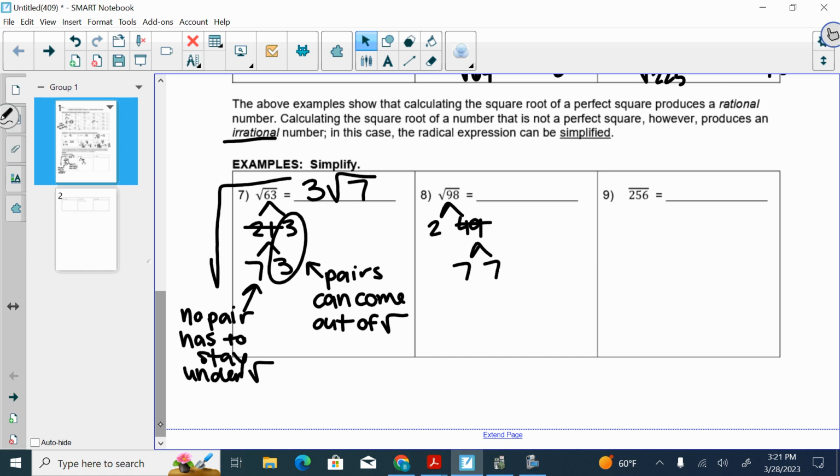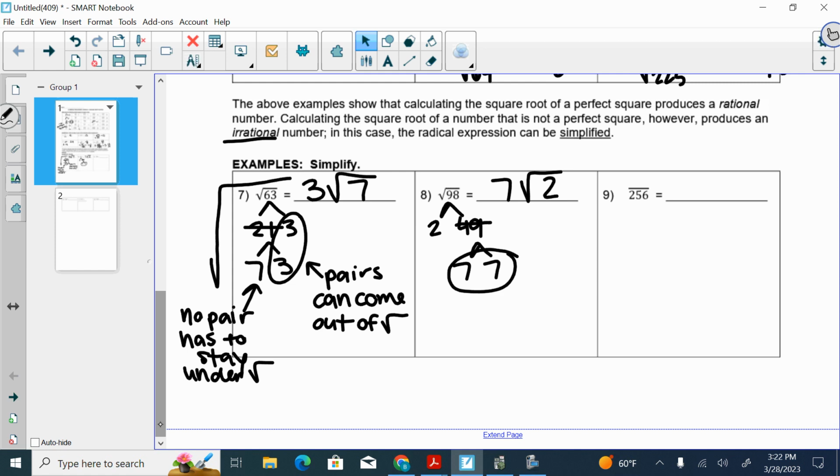Can we break the 7s down any further? Okay, so we've broken it all down as much as we can. Do we have any pairs? Yeah, what do we have a pair of? 7s. Okay, and what do I get to do if I find a pair? Pairs get to come out of the square root. So I get to take a 7 out of the square root. Did we have any that were left without a pair? The 2. Where does it have to go? Inside. So there's my simplified answer.